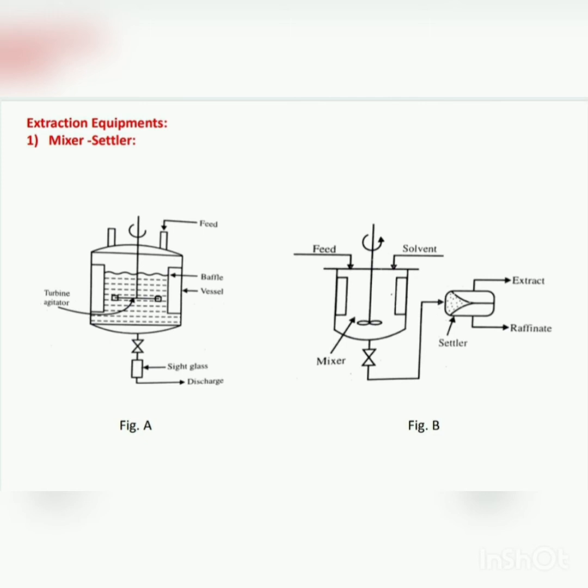In case of continuous extraction, the mixer and settler are two separate units, as shown in figure B. The mixer is a small agitated tank with inlets for feed and solvent, where these phases are mixed. After mixing, the phases are allowed to enter the settler, where they settle and separate.